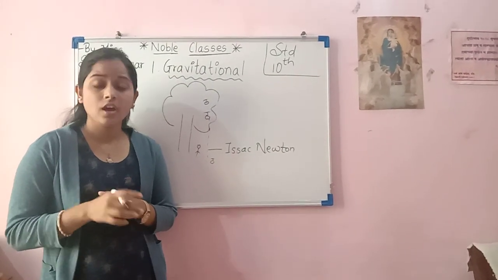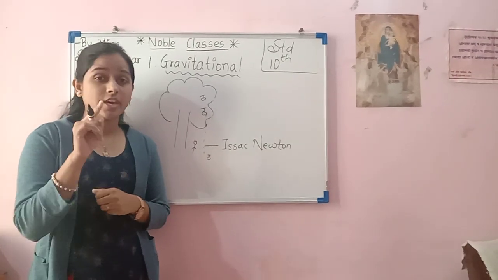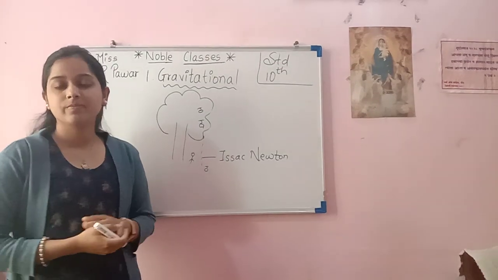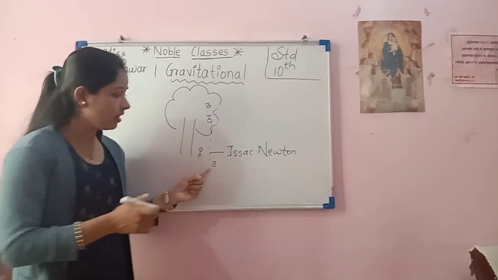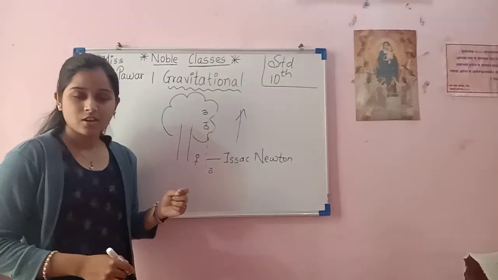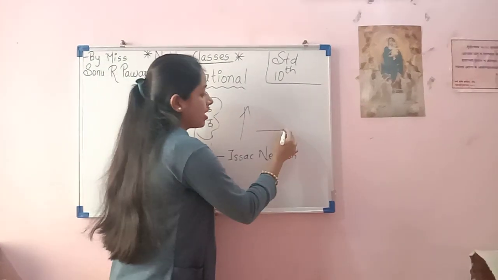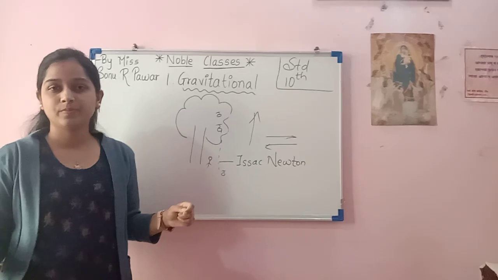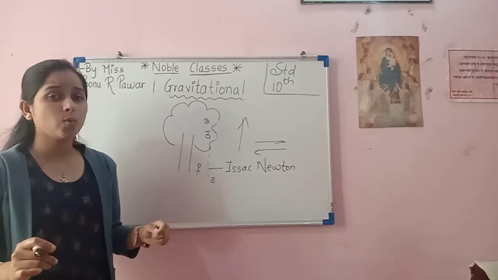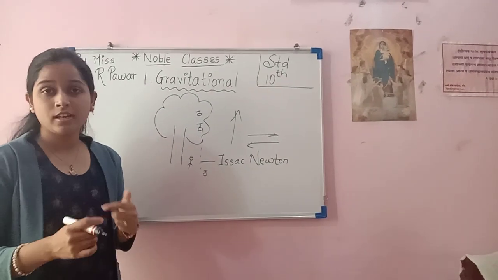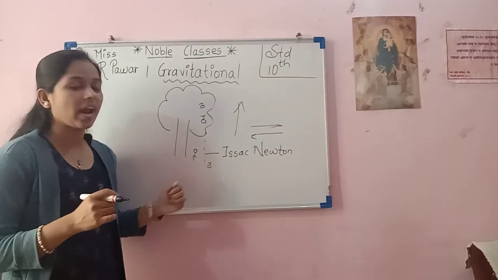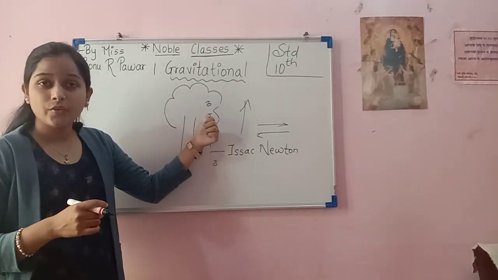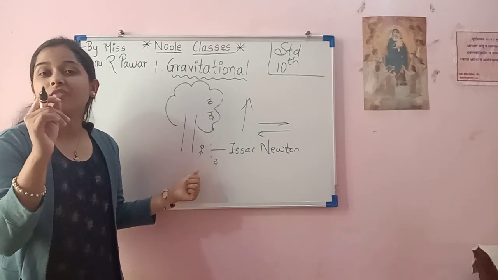Now what was he thinking? He was thinking, why did this apple fall down? Why did this apple not go to the top, or to the left side or the right side? Why did it fall down? The answer to the question was found out later, which was due to gravity. This apple, which was on the tree, fell down because of gravity.